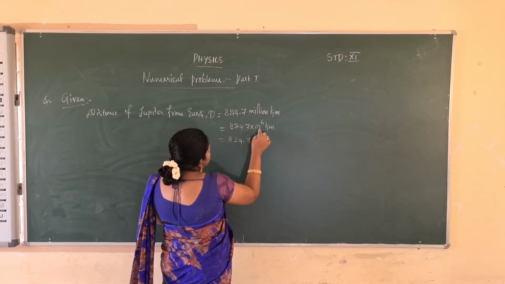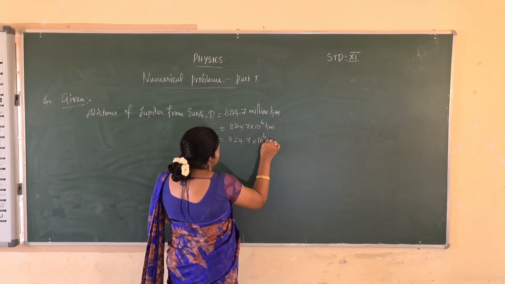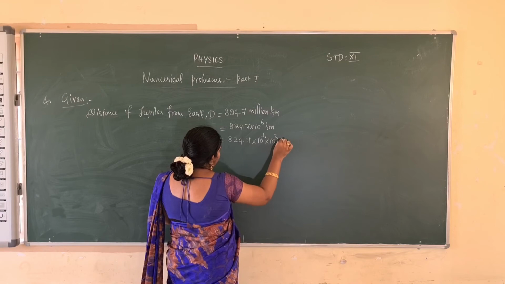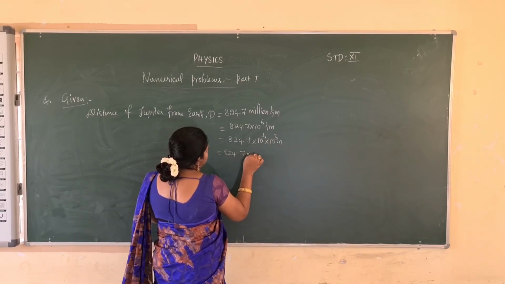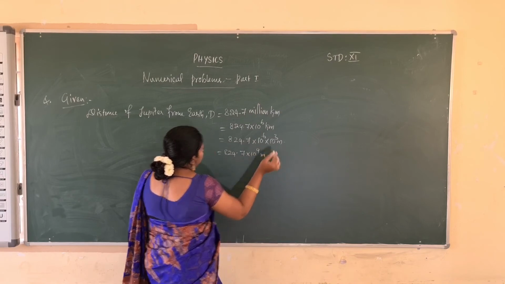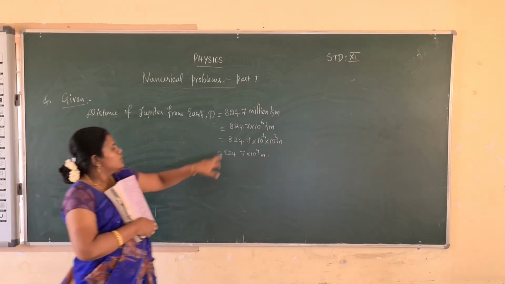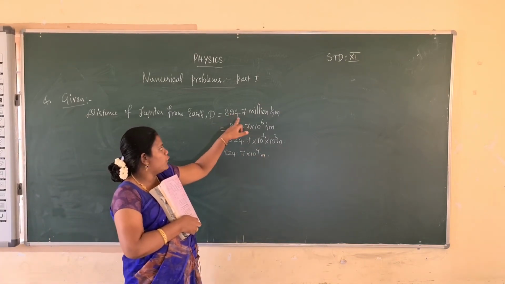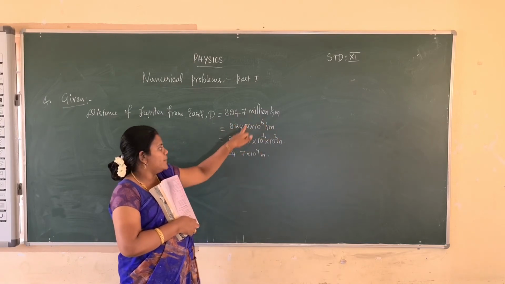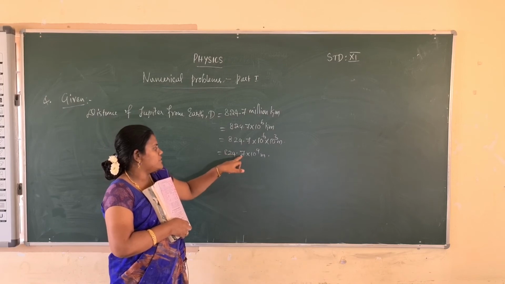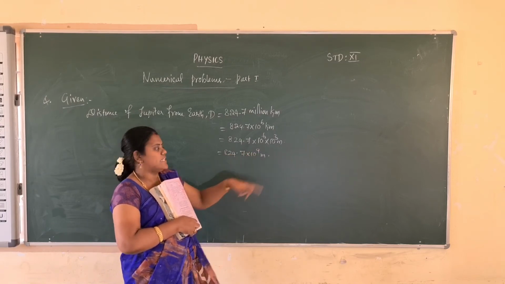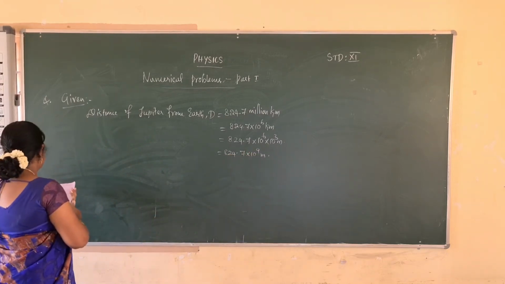824.7 into 10 power 6 kilometers will be converted into meter, 10 cube. So 824.7 into 10 power 9 meter. So 824.7 million kilometer will be converted into meter: 824.7 into 10 power 9 meter. Okay. Then there is the distance.